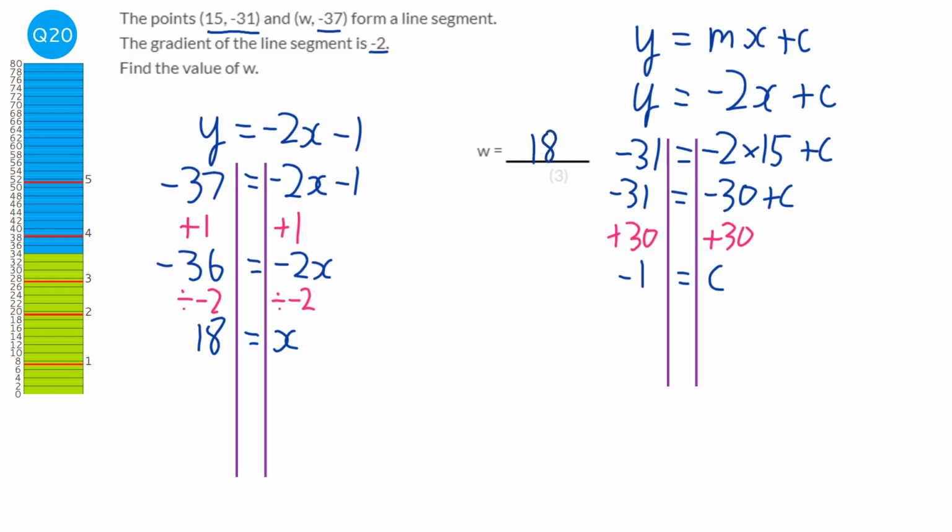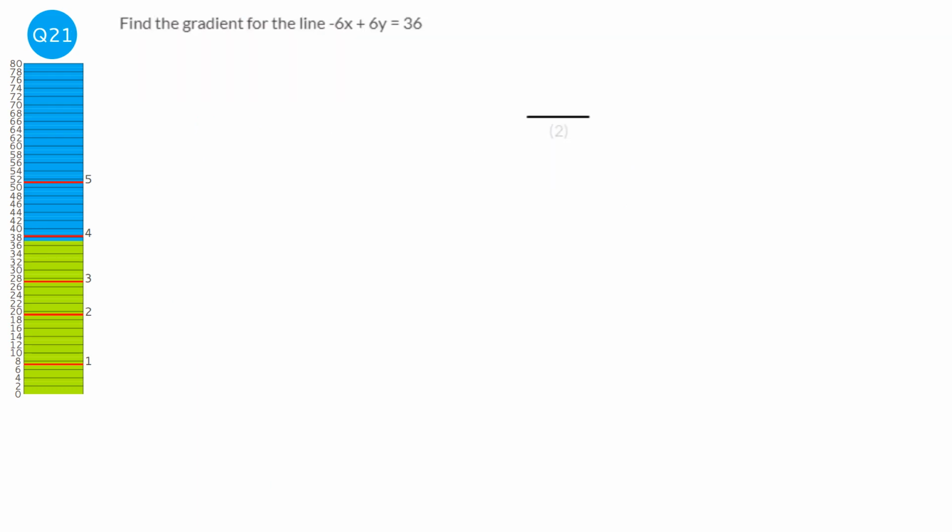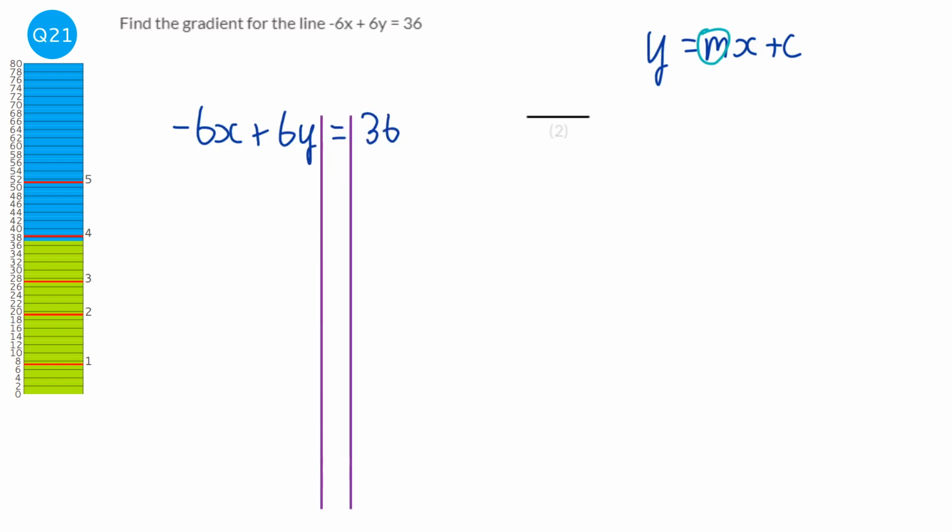So w is 18. So to find the gradient, we need the equation in the form y equals mx plus c. And the m there will give us what the gradient is. So we're just going to be rearranging this equation. And so I'll get my lines in. So the first thing I'm going to do is get rid of the x's from the left hand side, and we can do that by adding 6x to both sides.